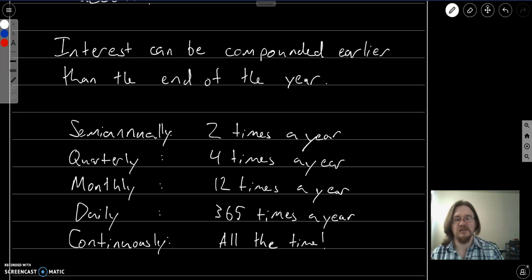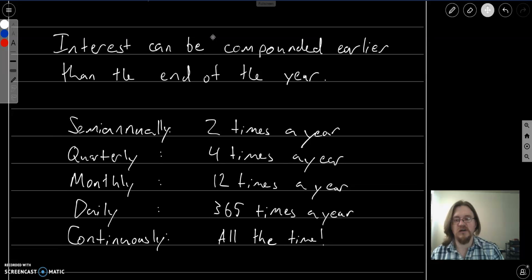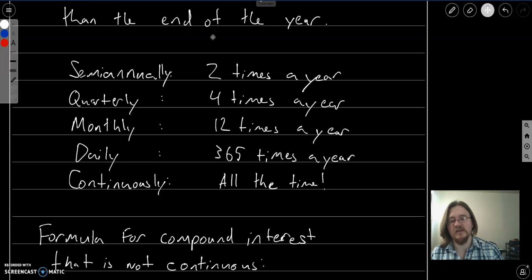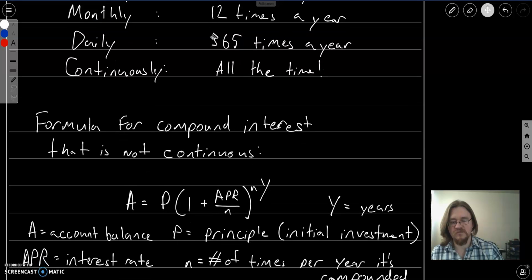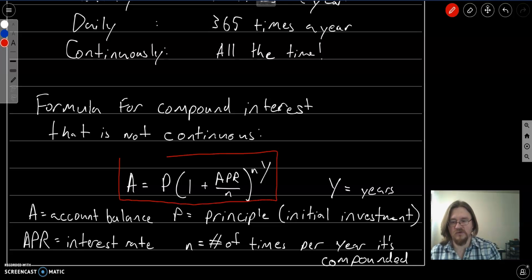You can imagine that if we compound annually, we're only adding the interest back once a year. So it's a little bit worse off than if we were to compound the interest semi-annually or quarterly. The more often you compound the interest, the more money there will be, the more interest you'll be earning. So let's do an example. But first we need a formula. And our formula is right here. This is a little bit messy, so hold on, but I will explain where all of these come from.